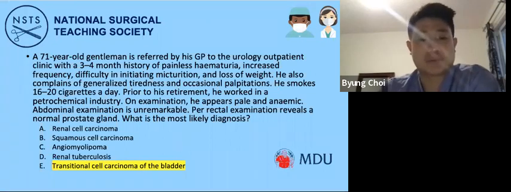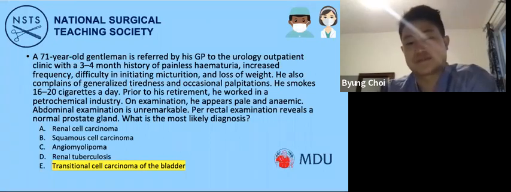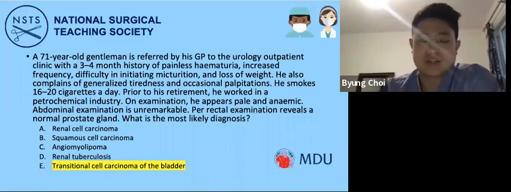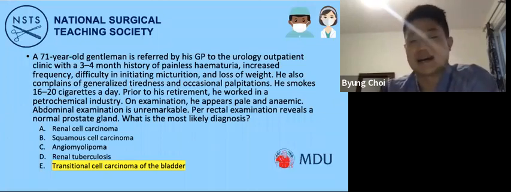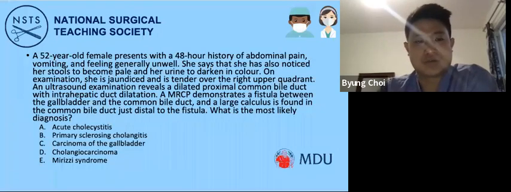Of course, we talked about the different risk factors between squamous cell carcinoma and transitional cell carcinoma. Typically, if they're getting at squamous cell, they will add in within the stem something that will cause chronic irritation to the bladder, like a long-term catheter, like we talked about. All right. So the next question.